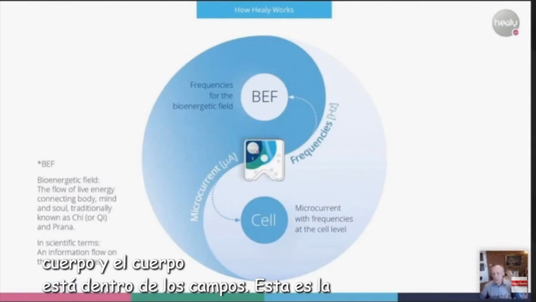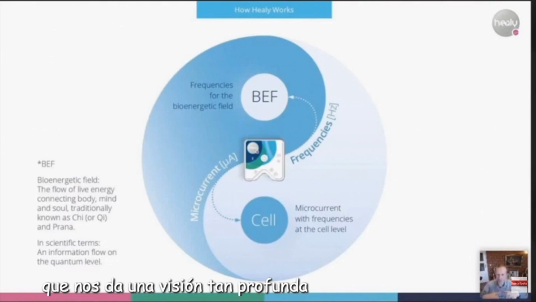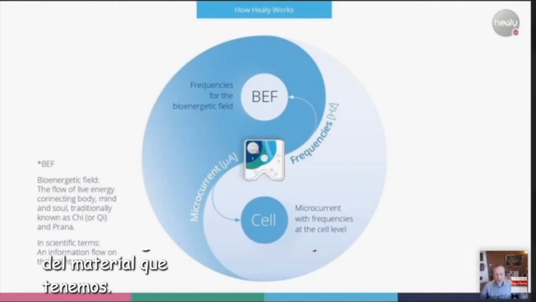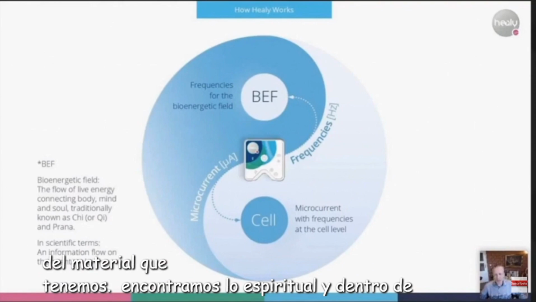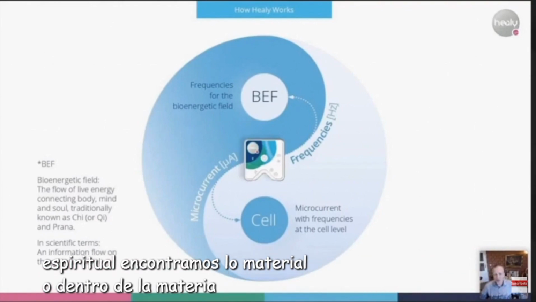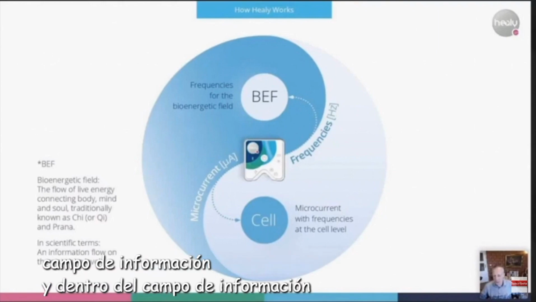This is the wisdom of this ancient Taoistic symbol, which gives us such a deep insight into how this world is organized, that within the material we find the spiritual, and within the spiritual we find the material, or within the matter we find the information field, and within the information field we find matter.